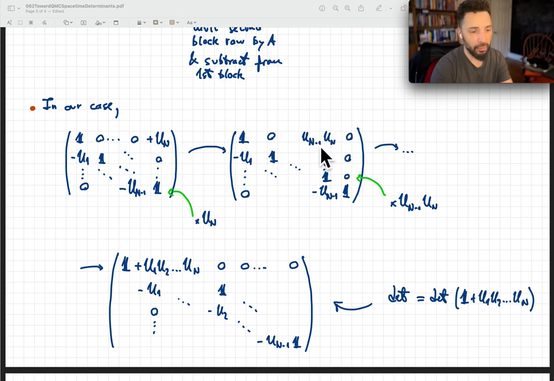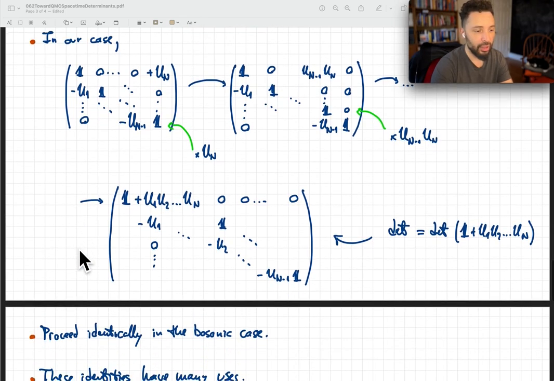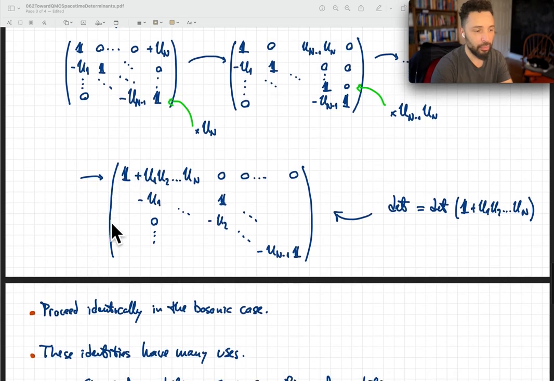Well, we can play the same game. We can take the one before last row and multiply by u sub n minus 1 times u sub n on the right, and then subtract it from the top row. And we continue to play this game, which continues to shift this top block all the way to the left, up until you get here, where you can't go any further. And so you continue doing that.